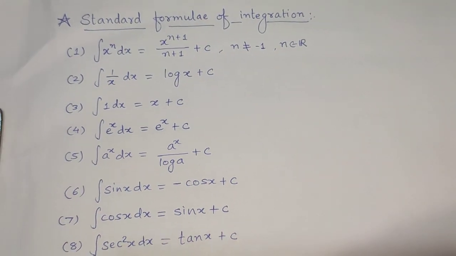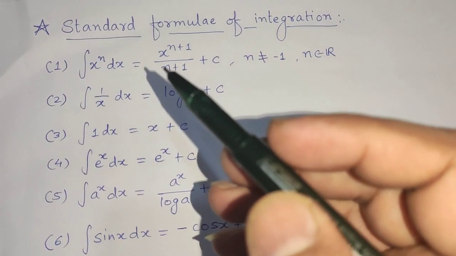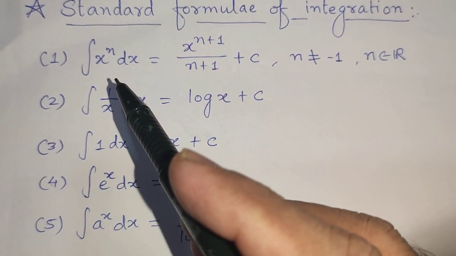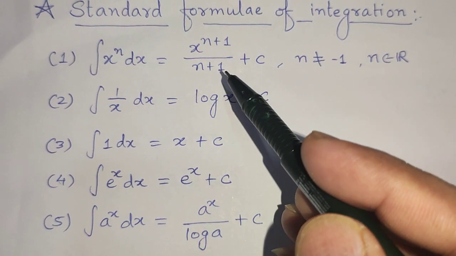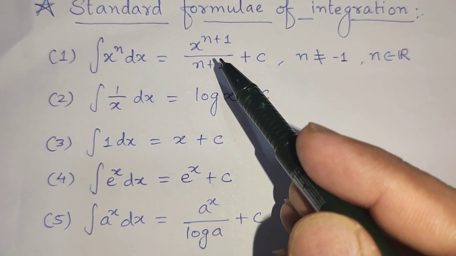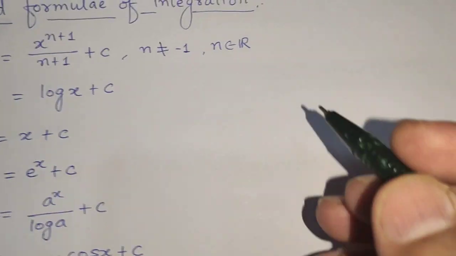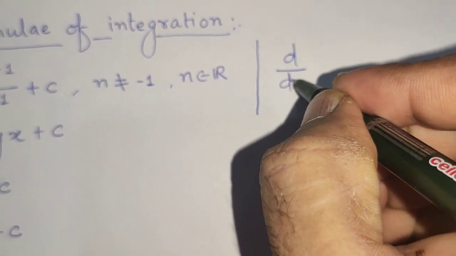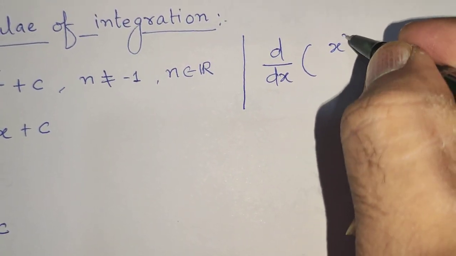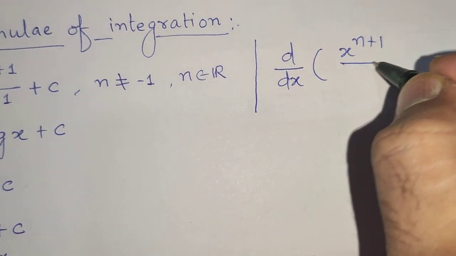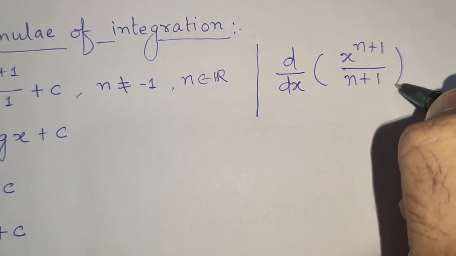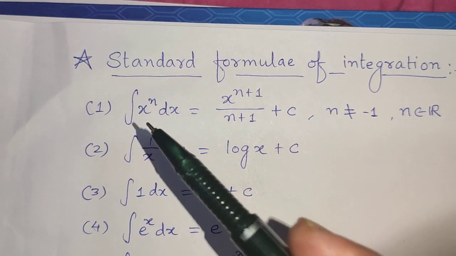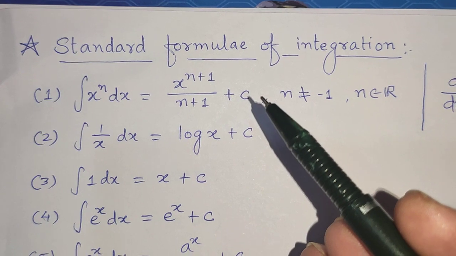If you are getting confused, let us remember the derivative of x raised to n was n x raised to n minus 1. Okay, so now if we derive this x raised to n plus 1 upon n plus 1, then it should be x raised to n. Okay, let us check here. The derivative d by dx of x raised to n plus 1 upon n plus 1. Okay, so the derivative of this function would be x raised to n. Plus c, I will tell you later why it is plus c.